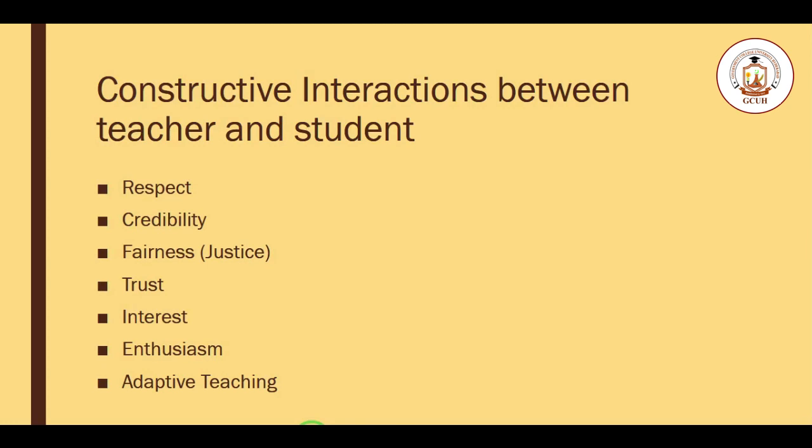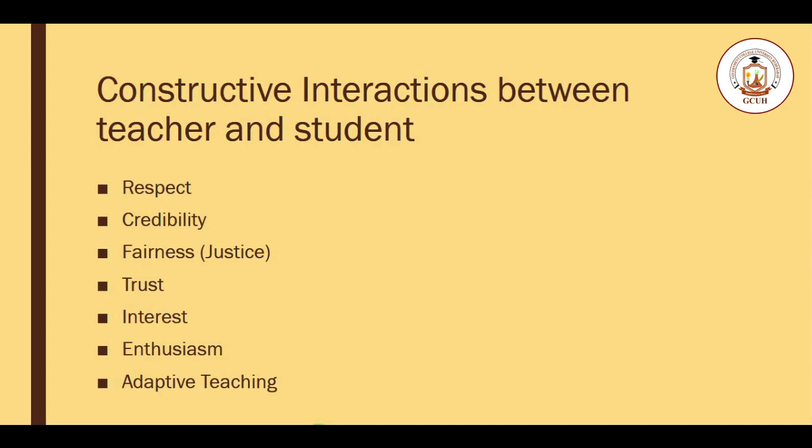These are the 7 elements through which we construct positive interactions between teacher and student. Let's discuss the elements of constructive interactions. There are a total of 7 elements, as you can see. Number 1 is respect. Yes, it's a matter of give and take. Someone beautifully said, respect is a two-way street. If you want to get it, you have got to give it. Number 2 is credibility. Number 3, fairness. Number 4, trust. Number 5, interest. Number 6, enthusiasm. And number 7, adaptive teaching.